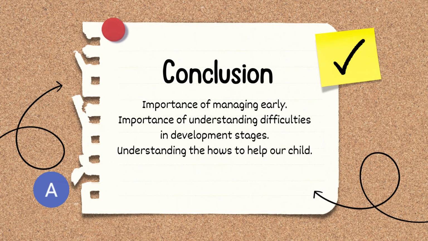So, in conclusion, it is important to manage the symptoms early on. If you find your child to have some motor coordination problems, even if they are not yet diagnosed with any motor coordination disorder or developmental coordination disorder, it is important to understand that they are having difficulty and that their development does not cater to their age group. And understanding how to help your child is important as well.